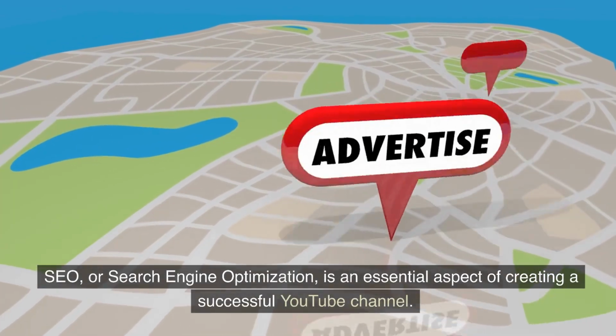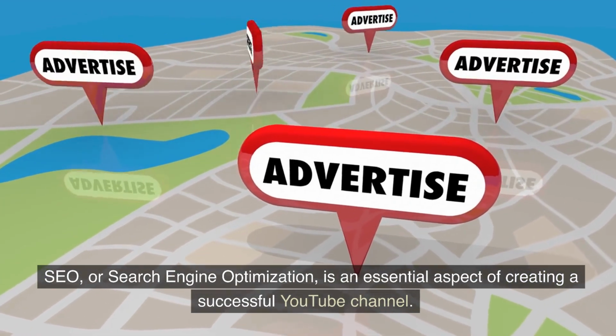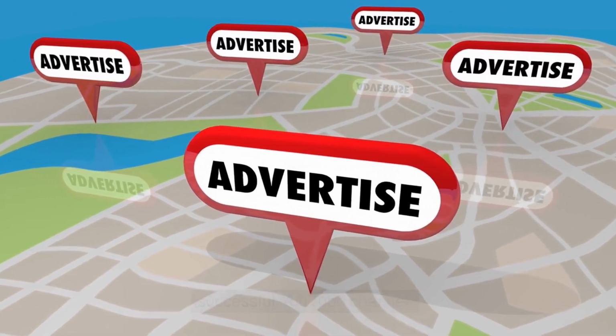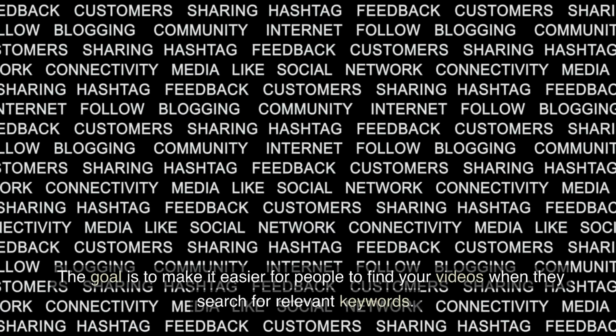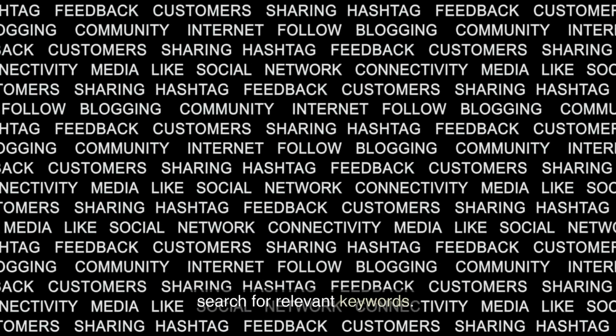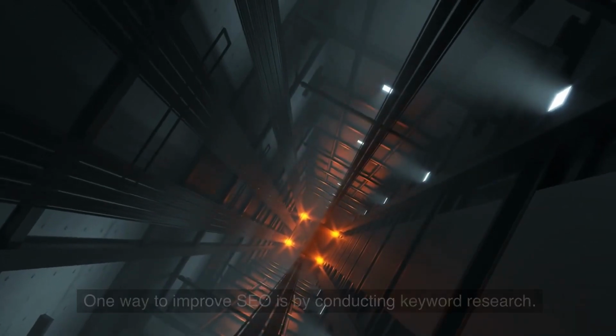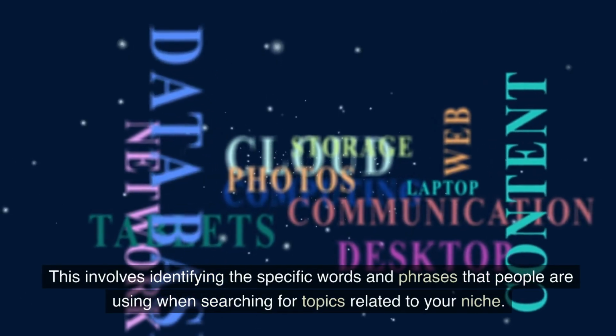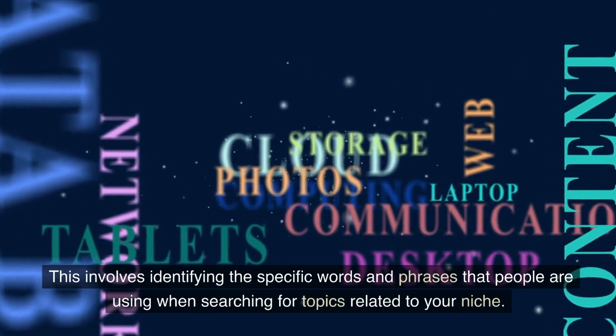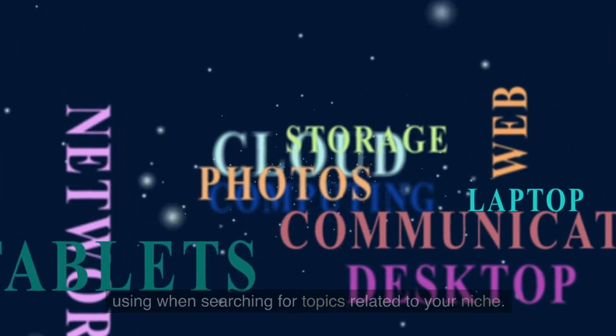SEO, or search engine optimization, is an essential aspect of creating a successful YouTube channel. The goal is to make it easier for people to find your videos when they search for relevant keywords. One way to improve SEO is by conducting keyword research. This involves identifying the specific words and phrases that people are using when searching for topics related to your niche.